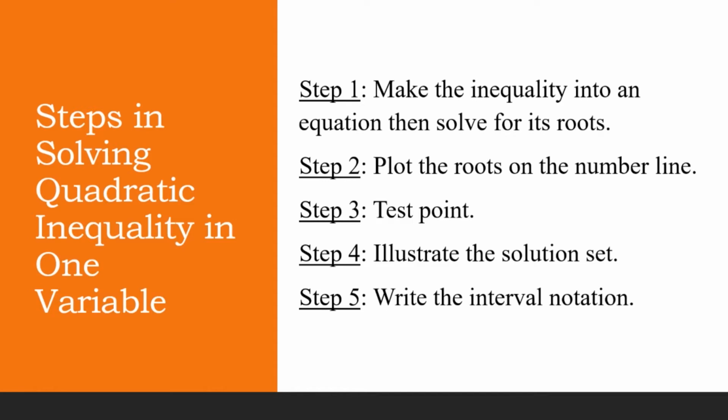The steps in solving a quadratic inequality in one variable. Step 1, we have to make the inequality into an equation, then solve for its roots. Step 2, plot the roots on the number line. Step 3, test point. Step 4, illustrate the solution set, and then for the last step, write the interval notation.